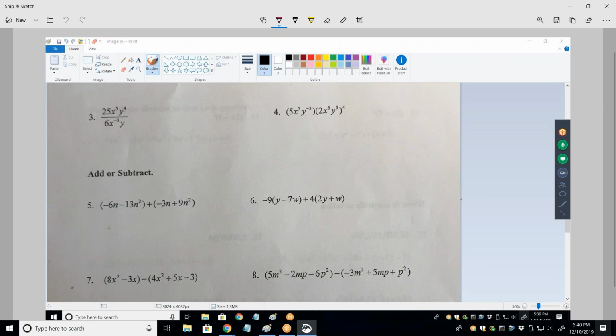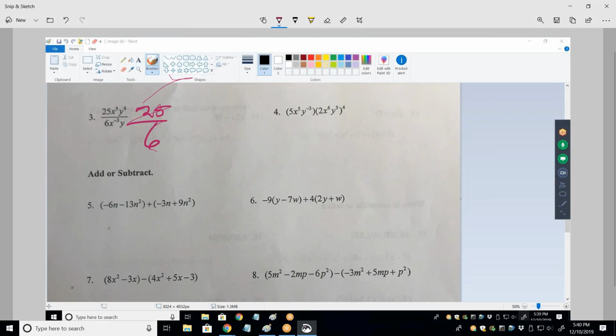Oh. Can I reduce that? Is there any number that divides into both 25 and 6 equally? No. So that doesn't reduce. So I can just write 25 over 6.